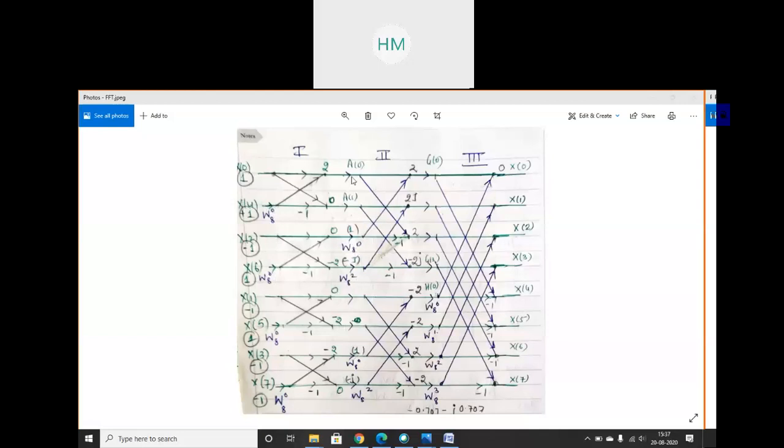Second Twiddler factor is to be written before the second stage, as it is acting as an input to the second stage. So W80, W82, W08, W28. Then all 4 Twiddler factors before the third stage.